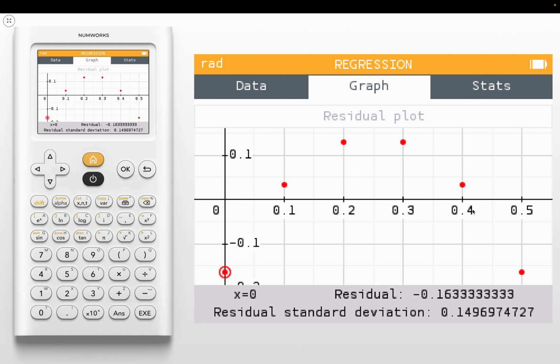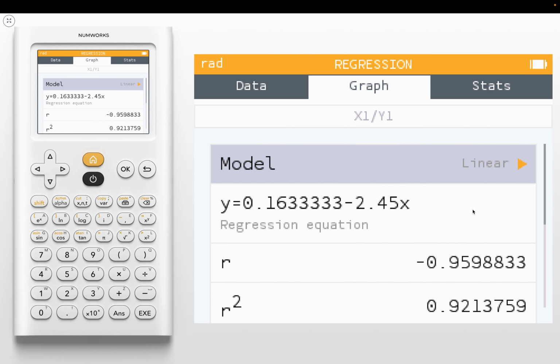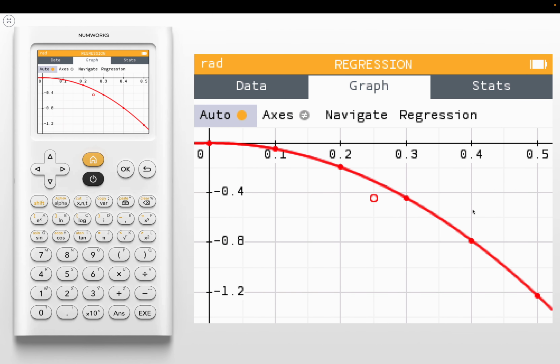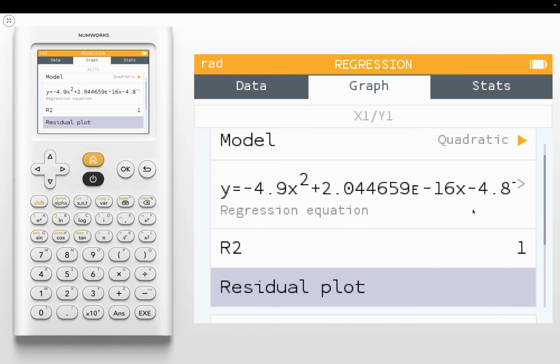This looks not good because like we said, we don't want to see any kind of pattern. And this is a pretty clear pattern. There's a curve in the residual plot. So not so good. We would want to go back and make our model quadratic, and then let's go see that residual plot. It's in here.